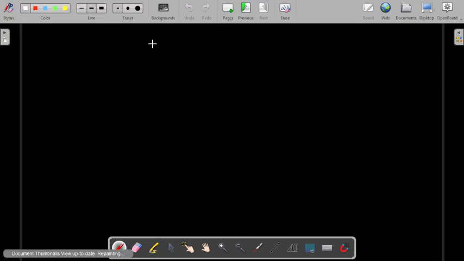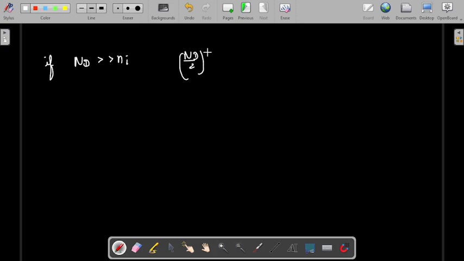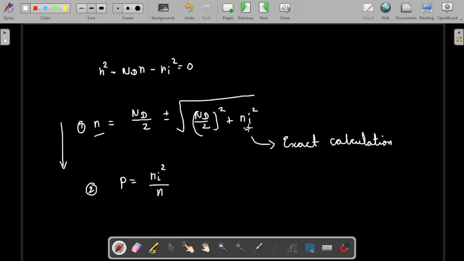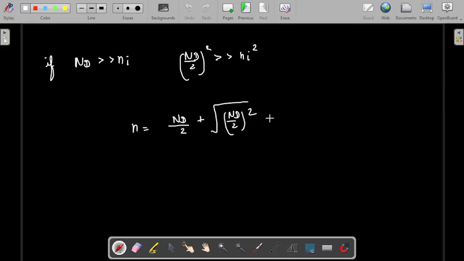Here we can take another approximation. Instead of the exact calculation, we can take one approximation: if Nd is much greater than Ni, then Nd divided by 2 the whole square will also be much greater than Ni square. So from this we can directly conclude that N equals Nd divided by 2 plus or minus root of Nd divided by 2 the whole square. We are not changing anything. In this formula we are just neglecting this term, that's it. If we take the root of it, the value will be equal to Nd. So we can take the assumption that N is approximately equal to Nd. This is an approximate calculation, not the exact calculation.